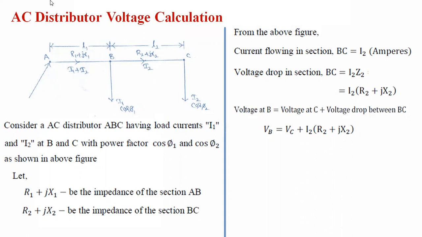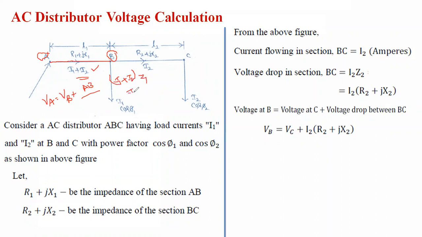Now we have found the voltage at point B. Similarly, you can find the voltage at point A. VA equals VB plus the drop in section AB. What is the drop in section AB? The current in section AB into the impedance. The current in section AB is I1 plus I2, so the drop in section AB is (I1 plus I2) into impedance Z1.